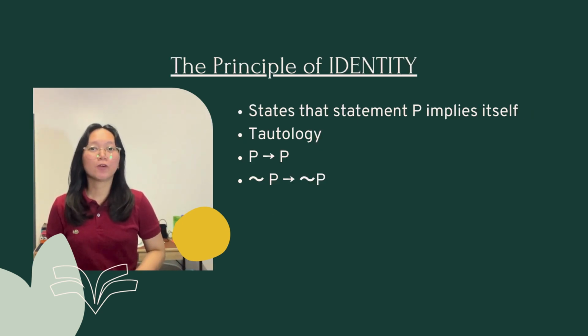For example, you know that puppies are young dogs, and this could be represented by the capital letter P. Now, if P is true, then P is true. Therefore, the principle of identity states that statement P implies itself, and can be represented as if P, then P, or can also be represented as if not P, then not P. And this is an example of tautology.